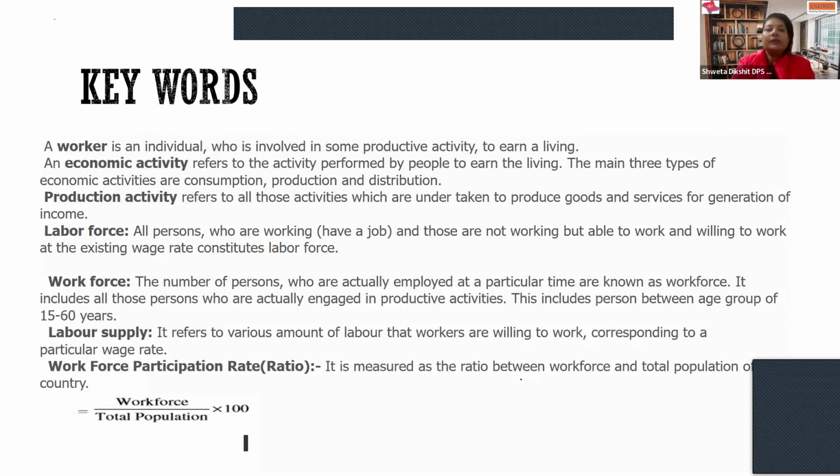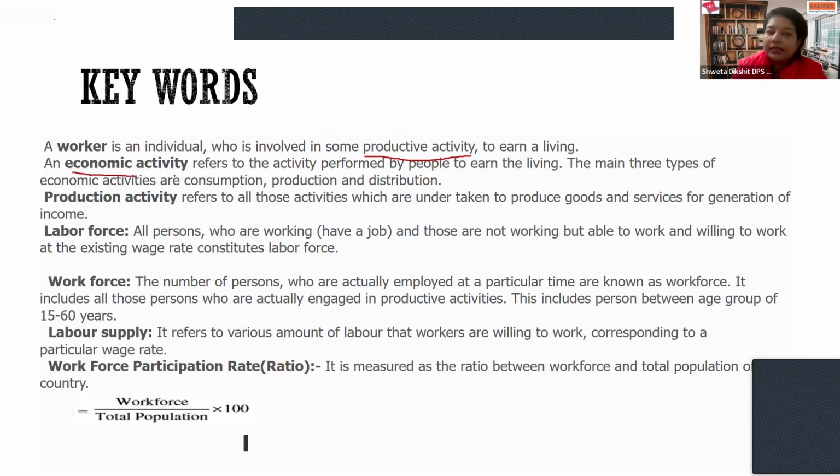Now I would like to discuss some keywords out of this chapter. These are all one markers as well. First of all, as we are talking about employment, we should know these keywords like worker. Who is a worker? A person who is involved in the productive activity is a worker. What is an economic activity?